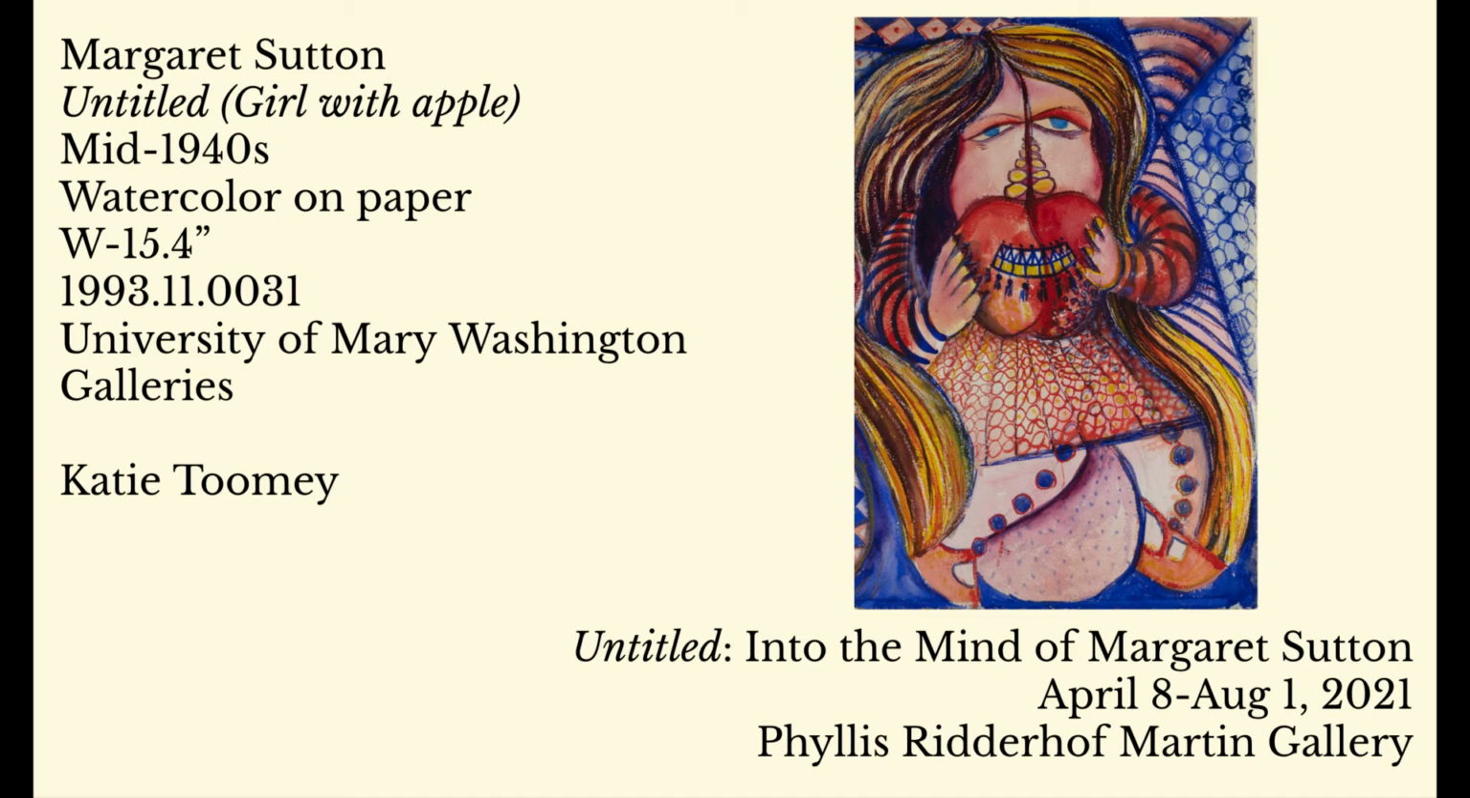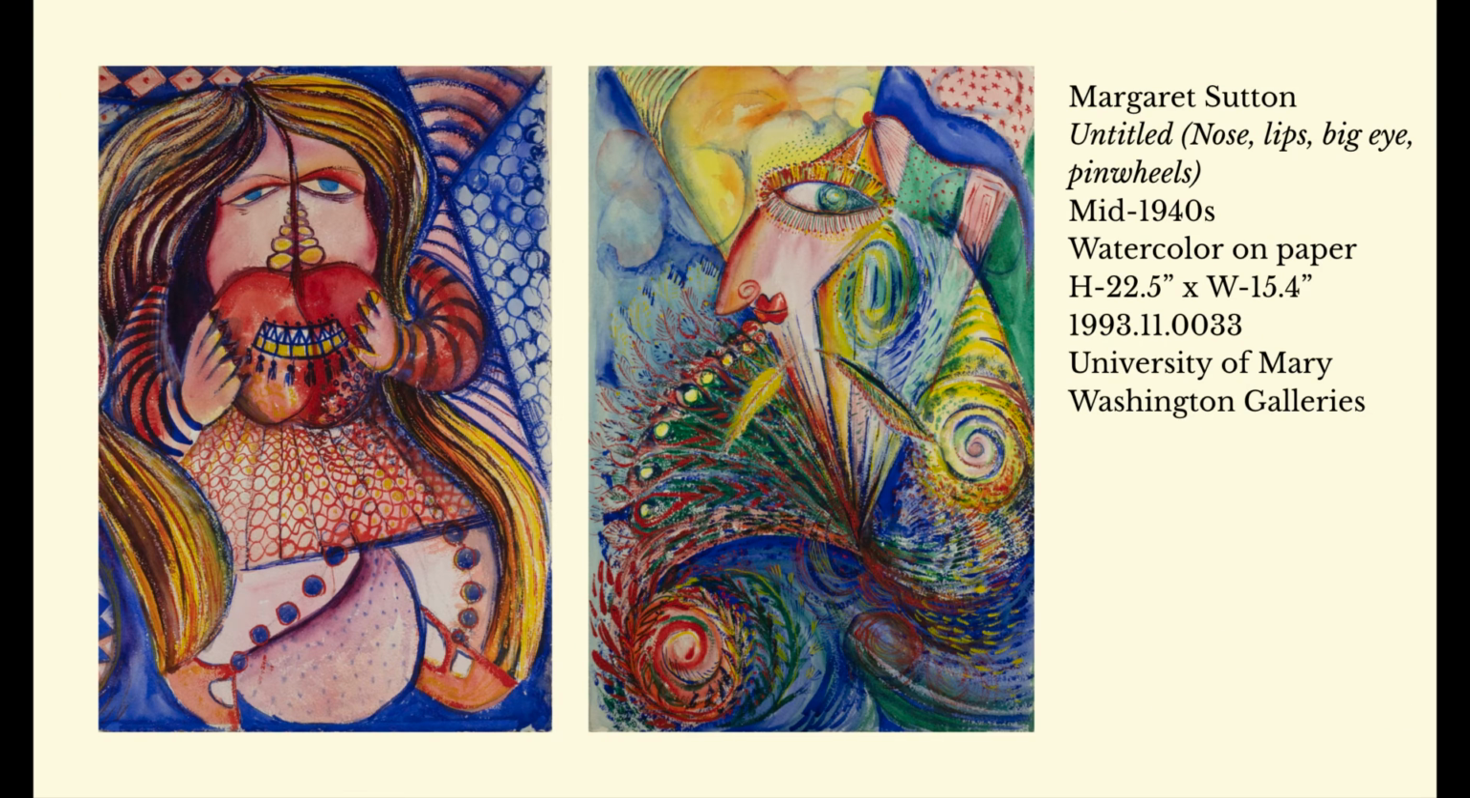Sutton painted Untitled Girl with Apple in the mid-1940s, when she had lived in New York City for several years, immersed in the modern art scene. The painting exhibits much of the same visual complexity common throughout her art, such as in Untitled Nose, Lips, Big Eye, Pinwheel, also found in this exhibit, in its abundance of colors, patterns, and thick lines.